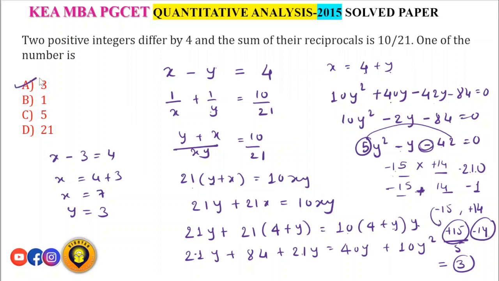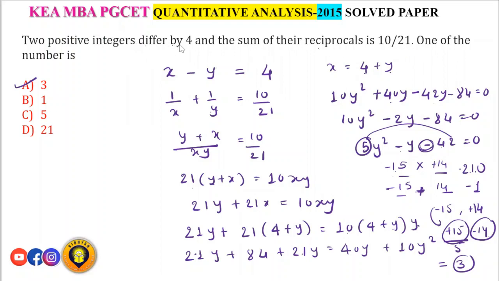Got it? But this is a very lengthy method. I just explained it to you because this is how you would solve this kind of question, but in the exam this is not required. You don't need to do it like this. In such a question, directly go with the options. Choose an option and check it. Here the first option is 3, and that option should satisfy the question, that is, the sum of the reciprocals is 10 by 21.